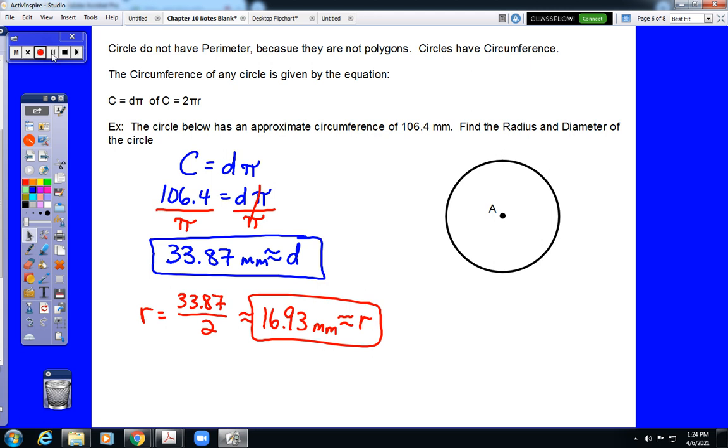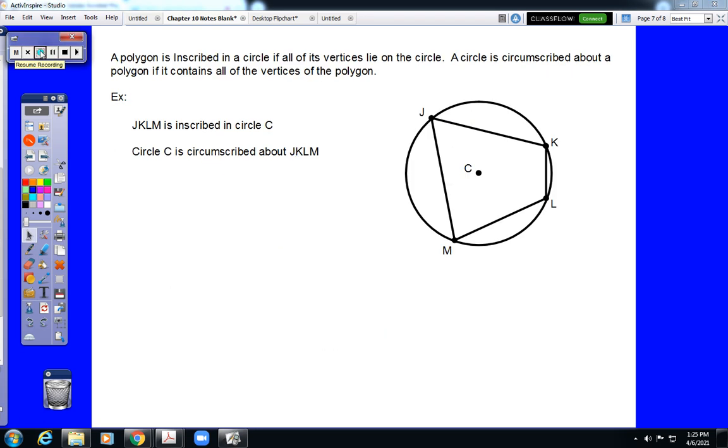We got one more little bit. All right. The last little bit is this idea of inscribed and circumscribed. These are words we've got to be comfortable with. So, a polygon is said to be inscribed in a circle if all of its vertices lie on the circle. So if you look at the picture, see how all four corners of quadrilateral JKLM lie on the circle? J is on the circle, K is on the circle, L is on the circle, M is on the circle. Yes? We can say that JKLM is inscribed in circle C because all four vertices lie on the circle.